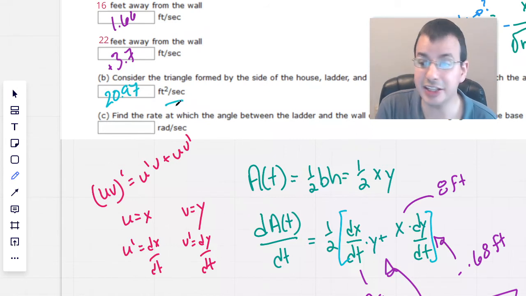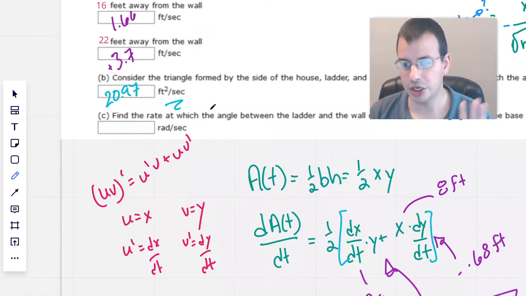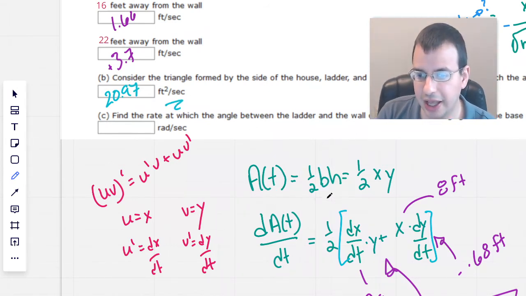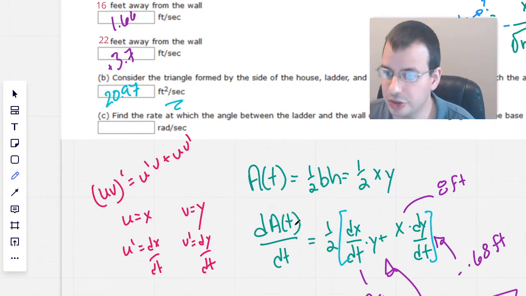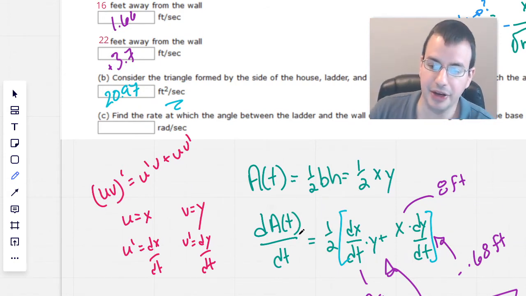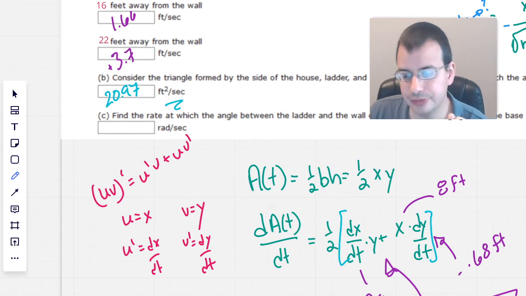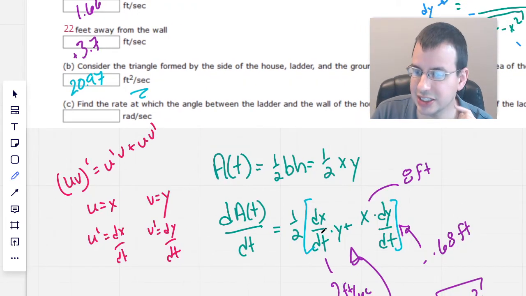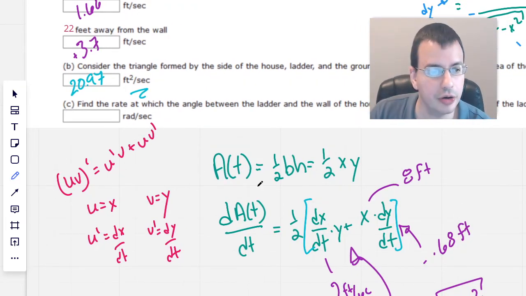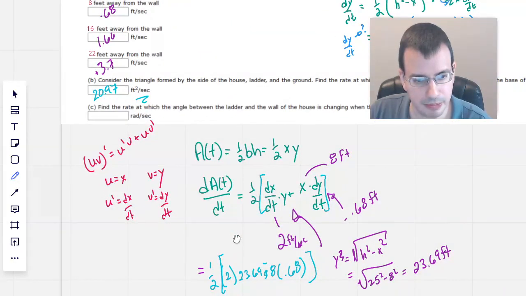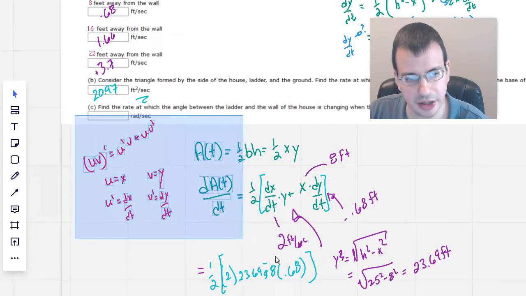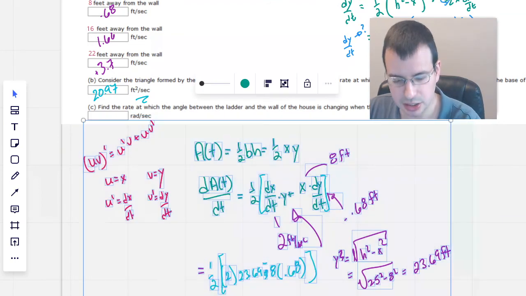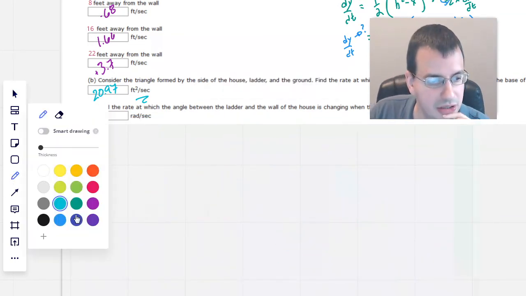20.97. And the key to this part was just you write out the equation of the triangle right here, 1/2 base times height. Then you take the derivative of both sides. Then you have to remember to do the product rule, and then you just leave dy dt and dx dt as such. Okay. I'm going to erase this because now that's cemented in our memory, our knowledge base.